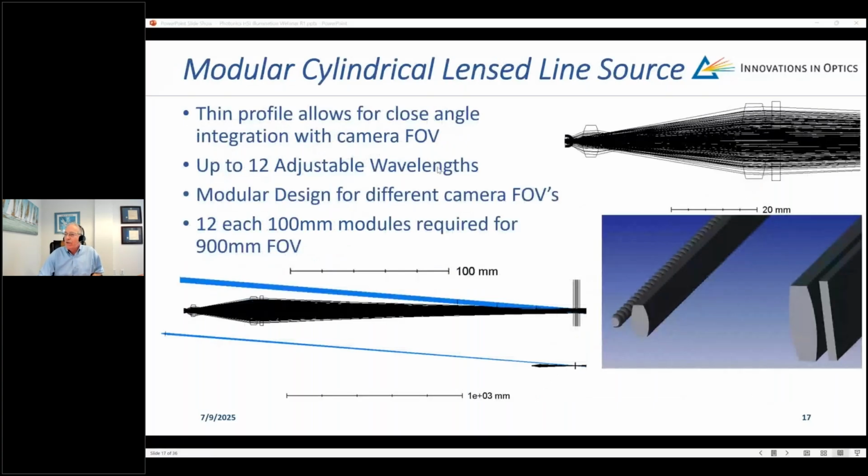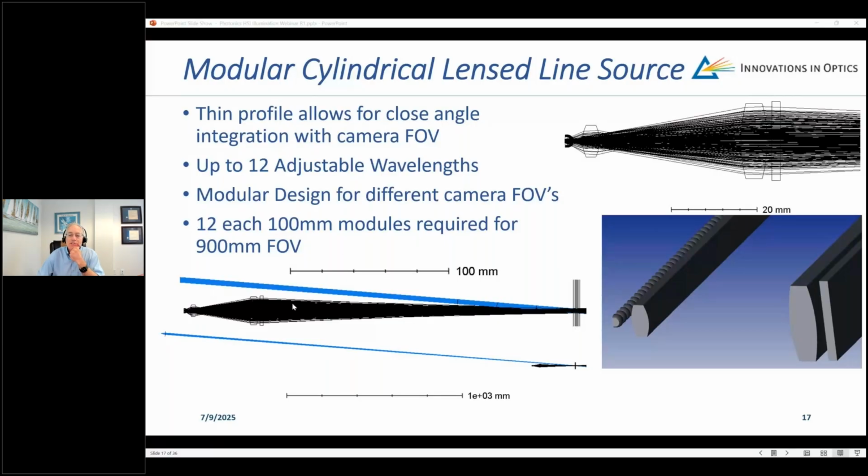So the first system that we were modeling is a modular cylindrical lensed line source. It comes in 100 millimeter increments per module. For a 900 millimeter wide line, there'd be about 12 or more of those devices required. This system has up to 12 adjustable wavelengths. And presumably you could adjust the intensity for each module to have higher intensities towards the outside, but they have a limit to the highest intensity, so that would be a fundamental limit. But it's a well-designed system.